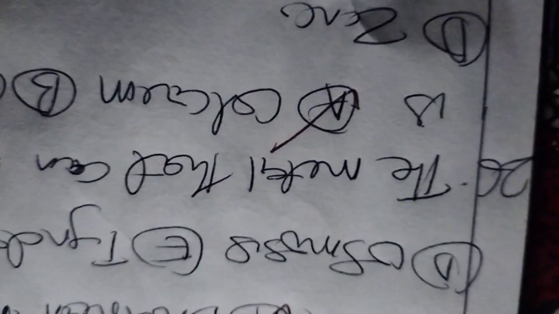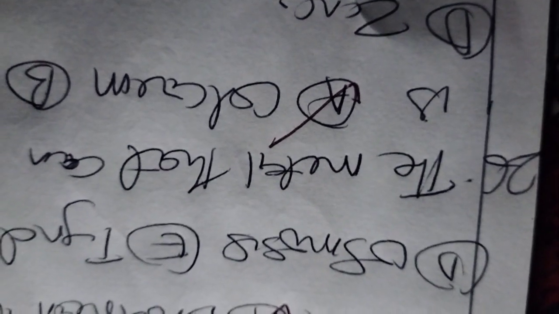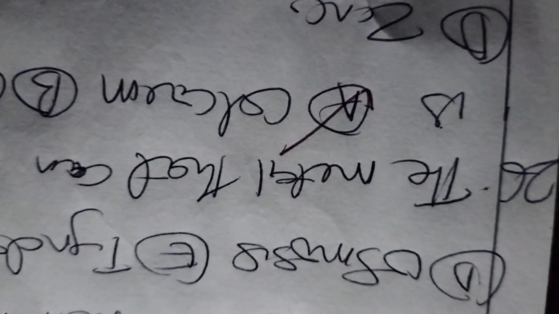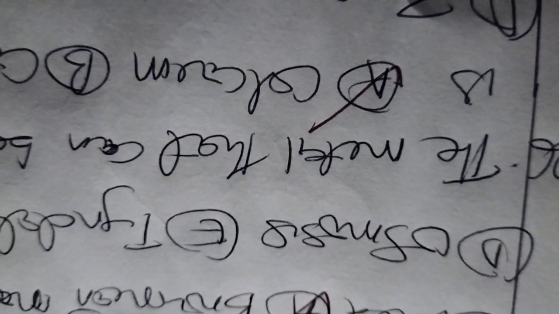26. The metal that can be extracted by electrolysis is A, calcium, B, copper, C, iron, D, magnesium, and E, zinc. So the answer to number 26 is A, calcium, due to its high electropositivity. 26 is A.